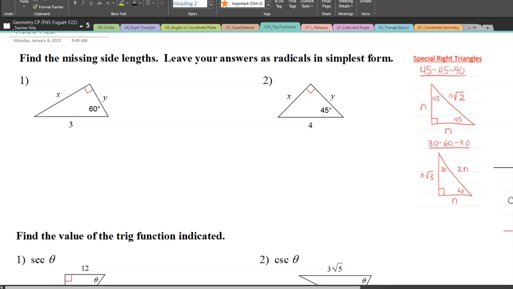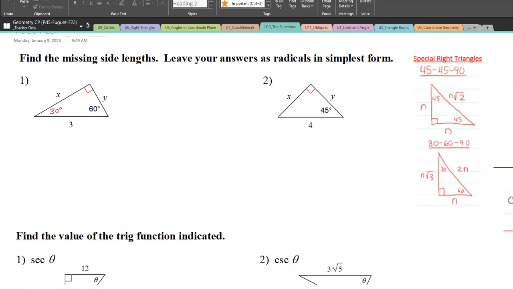Example 1 here, since we have a 60-degree angle, a 90-degree angle, this then by default has to be 30. So we're working with a 30, 60, 90 triangle. We need to concern ourselves with this triangle down here and draw a comparison between them. So first step is to compare each of these ratios with the sides that we already know. Since we know the 3 is the hypotenuse, we know that that will be equal to 2n, since we're setting it equal to that corresponding side.